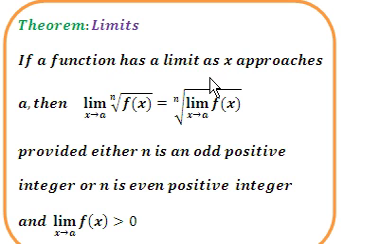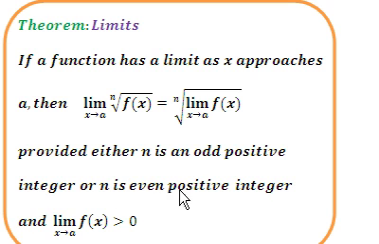Let's read this. It says, if a function has a limit as x approaches a, then the limit of the nth root of f of x as x approaches a is equal to, now you see what I've done here, I've rewritten the entire limit up underneath the radical. Right, so we have the nth root of the limit of f of x as x approaches a, provided either n is an odd positive integer. Now, in our problem, n happens to be a 3, so that would fall under an odd positive integer.